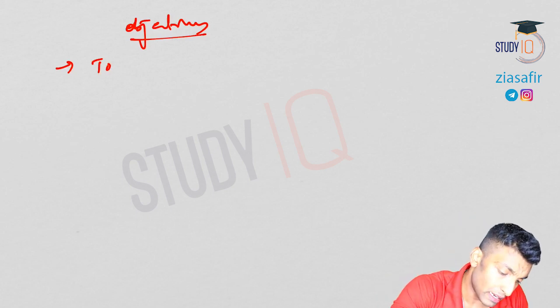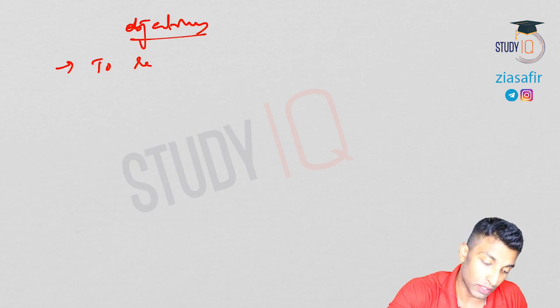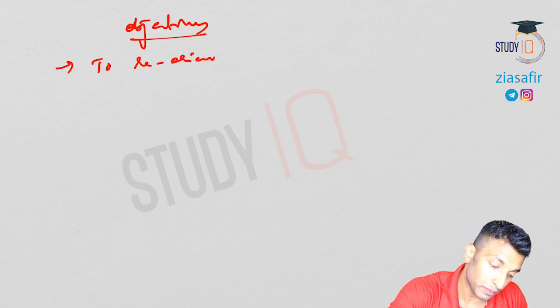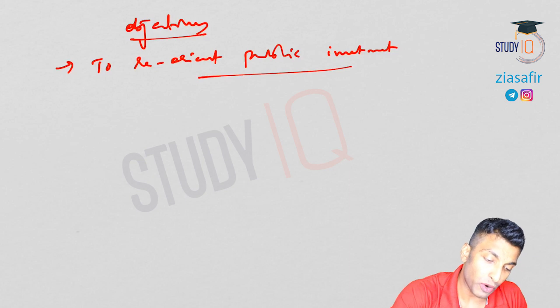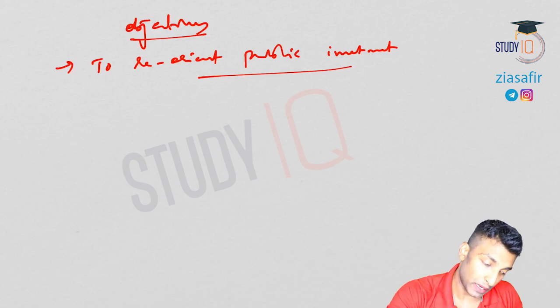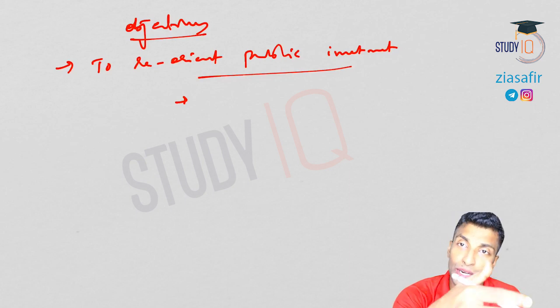Apart from that, we can write: to reorient public investment. I'll tell you what this is. When I talk about reorienting public investment, it means transferring resources from non-strategic to strategic areas.